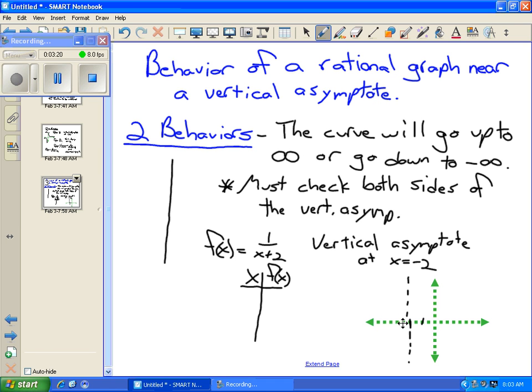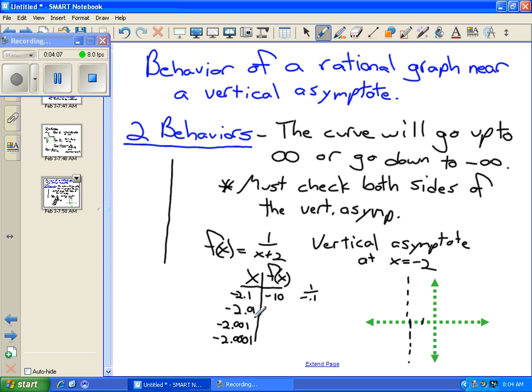So I want to check what happens as numbers get really, really close to negative 2 from the left side. We're going to be looking at numbers like negative 2.1, negative 2.01, negative 2.001, and let's even try negative 2.0001. So we're getting really, really close to negative 2 from the left side. Then we'll do that again from the right side. Let's talk about what happens here. If I plug in negative 2.1, this is going to be 1 over negative 0.1. That's actually negative 10.